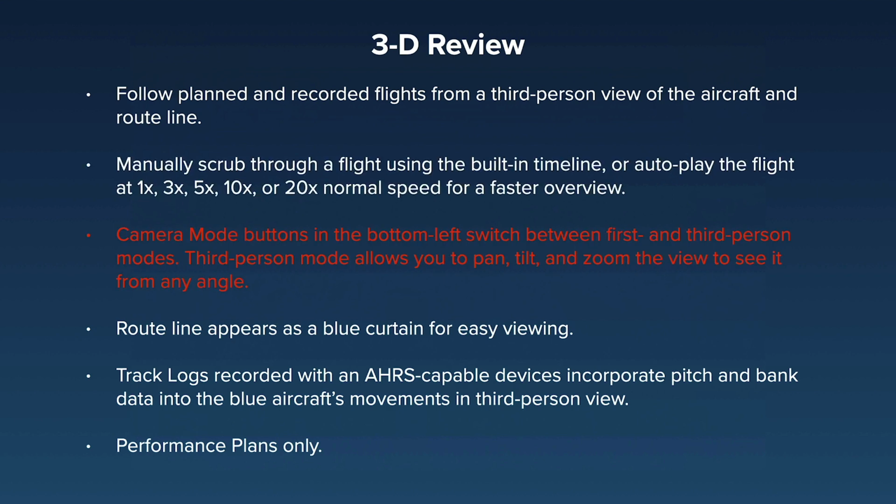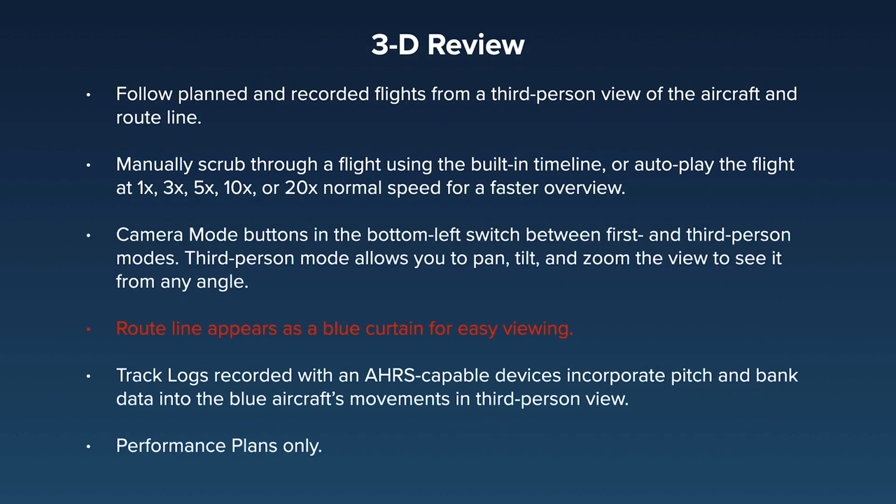The camera mode buttons down in the bottom left hand will switch between the first person and third person perspective. When you're in the third person perspective, you have the capability of panning, tilting, zooming in and out to see it from any angle, and I'll demonstrate that. The route line beneath you will appear as a blue curtain for easy viewing. That's a perspective I think you're going to be familiar with from track log viewing.